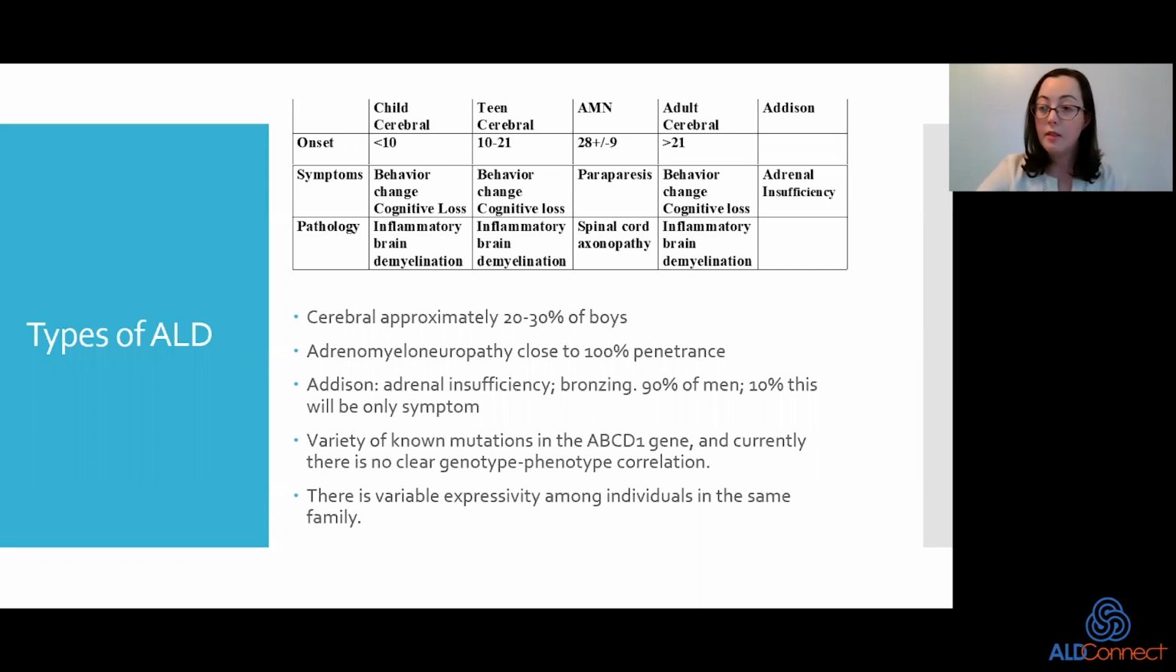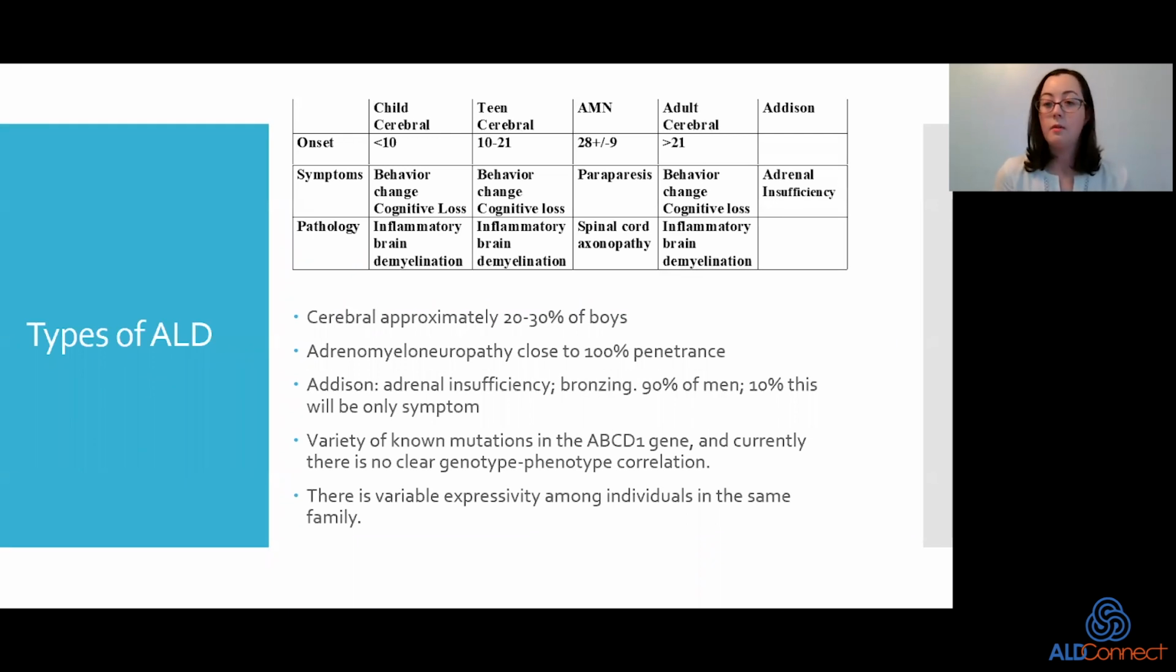For some conditions, aside from ALD, we're able to tell based on the mutation how somebody might show symptoms. So if it's a very serious mutation that completely deletes the whole gene, we know that they're going to have a severe presentation. But in this condition, there's no clear association. So we're not really able to predict a person's presentation based off genetic testing.